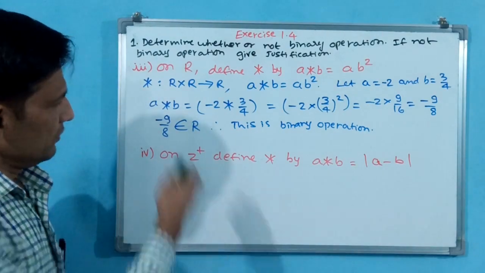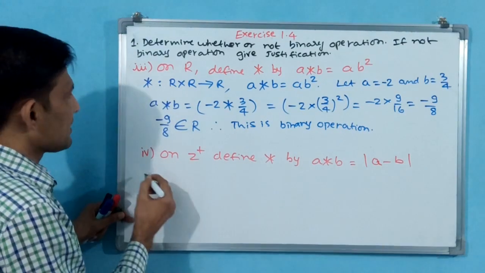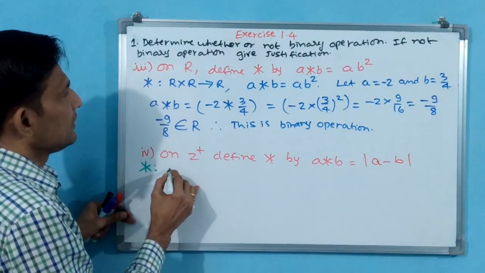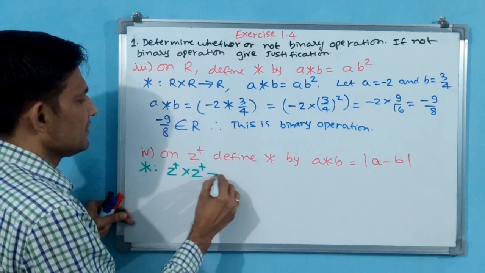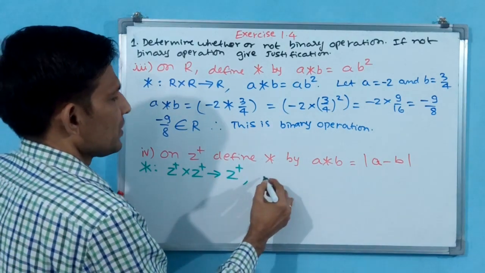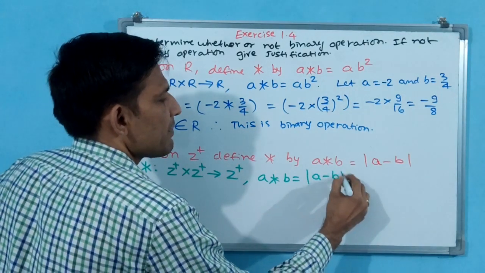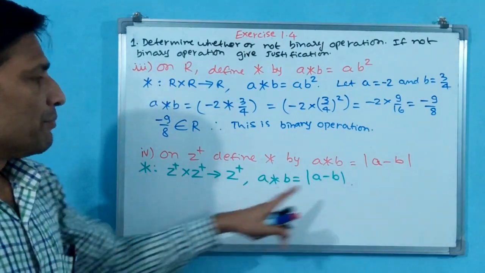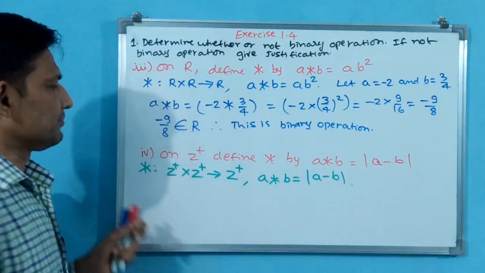Okay. See this one. Now this is modulus. First let us write this operation. Binary operation star colon Z plus cross Z plus to Z plus. Okay, comma, A star B is equal to modulus of A minus B. Now you take such that B should be the greater and A should be the lesser number. Why? Because A minus B, minus should come.